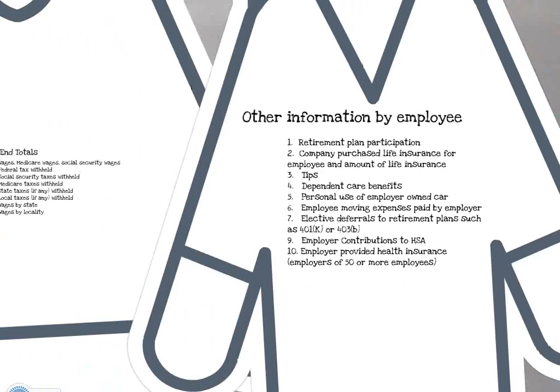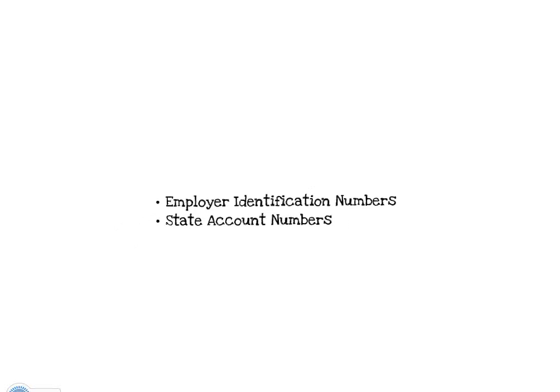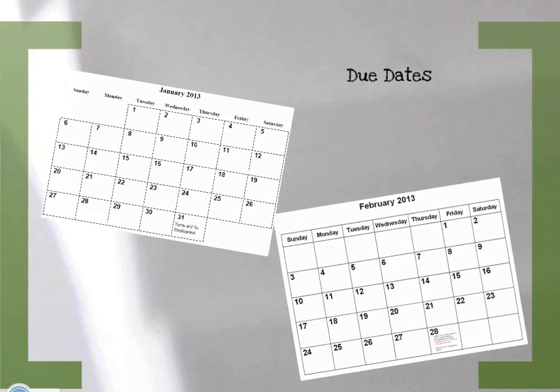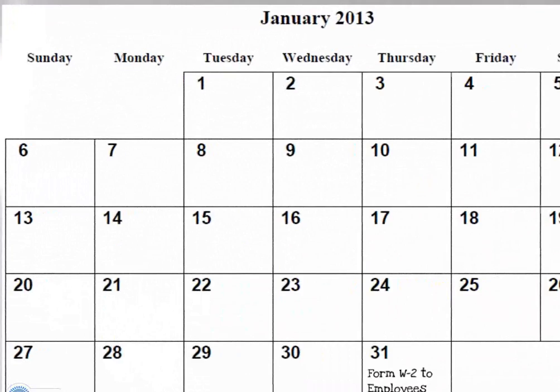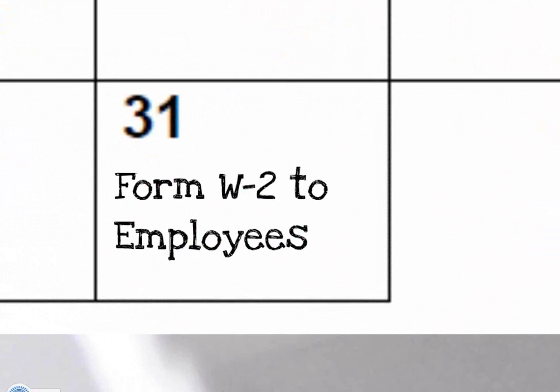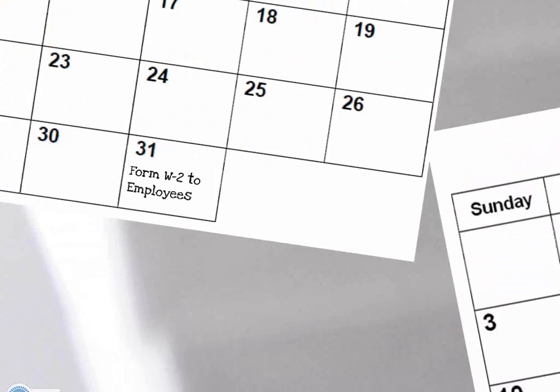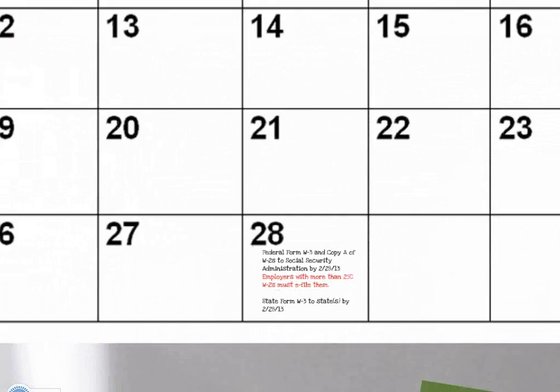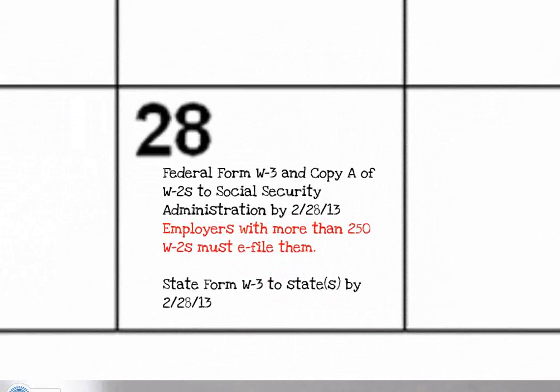Now, the last piece of information that you'll need for these forms is your employer identification number and any state account numbers. Again, we want to make certain that these numbers are correct, so verify that there's no transposition or anything along those lines. There are two different due dates for these forms that we've been talking about. The Form W-2s, they're due to employees by January the 31st of 2013. The remaining forms are not due until February the 28th of 2013.